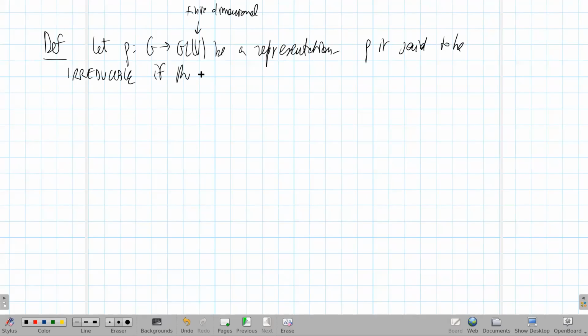if the only rho G invariant subspaces are, well, as usual, the subspaces that have to be there in any case. The zero subspace, which of course is invariant, and V itself, okay? So irreducible means that the only rho G invariant subspaces that you will find are the trivial ones, the trivial and the whole of this. Think of this as an analogy of simple groups, which are groups in which the only normal subgroups are the identity and the whole group.